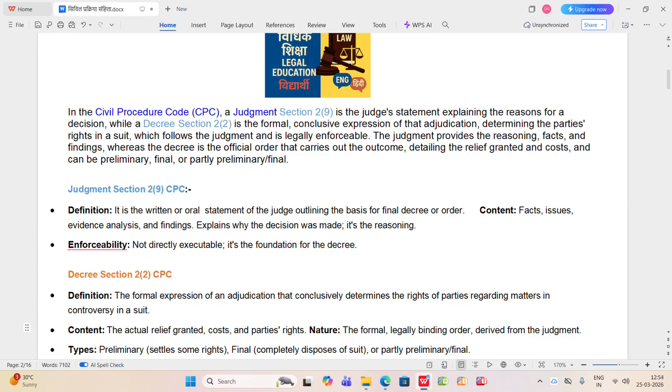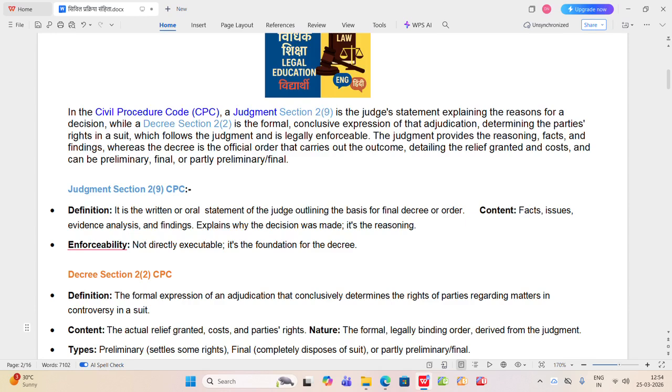This judgment is not directly executable because it is the outlining of the decision, and when the decree is made, then in that the case is fully elaborated. The decisions are fully elaborated. So the judgment is not directly executable.